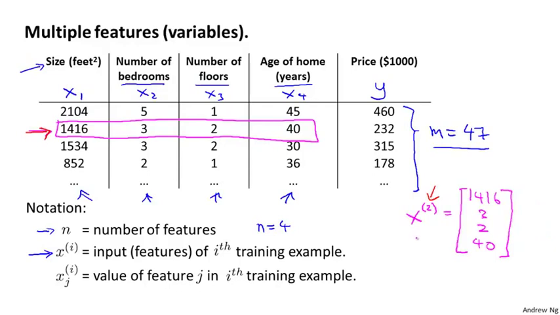With this notation, x superscript i is now a vector, and so I'm going to also use x superscript i subscript j to denote the value of feature number j in the ith training example. So concretely, x superscript 2 subscript 3 will refer to feature number 3 in this vector, which is equal to 2. Right? And that was a 3 over there, just to fix my handwriting. So x superscript 2 subscript 3 is going to be equal to 2.